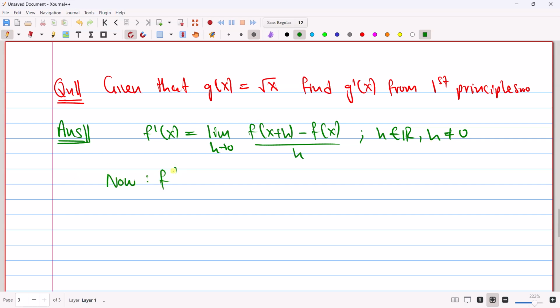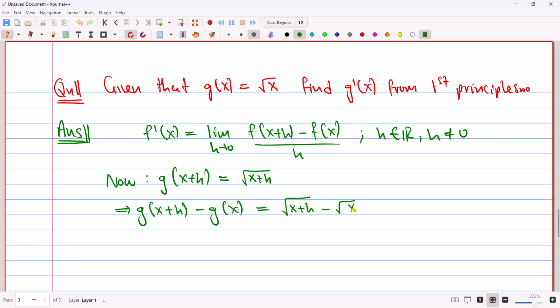So now what is f of x plus h? To find f of x plus h, we go back to g, but now we're talking about g. So we are actually calculating g of x plus h. So what is g of x plus h? We see that g of x plus h is just root of x plus h. So now, what is g of x plus h minus g of x? This is just root of x plus h minus root x.